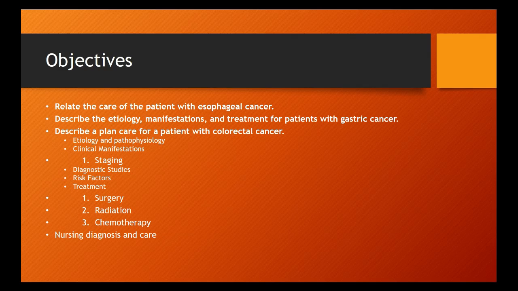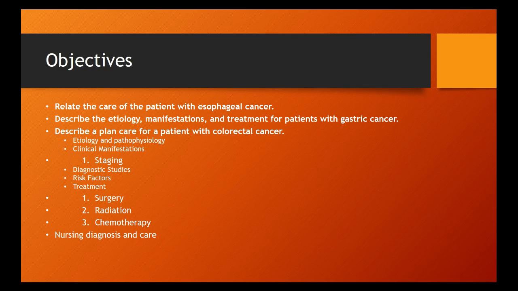The objectives today you would find in your syllabus for the module regarding the GI system. And it's to relate the care of the patient with esophageal cancer, describe etiology, manifestations, and treatment for patients with gastric cancer, and describe a plan of care for a patient with colorectal cancer. We're going to kick around etiology and pathophys, of course, and clinical manifestations.